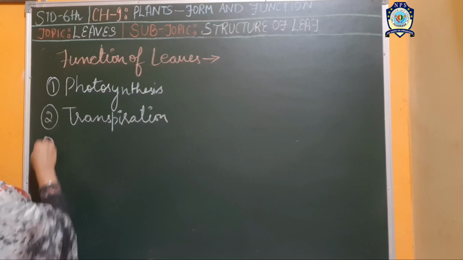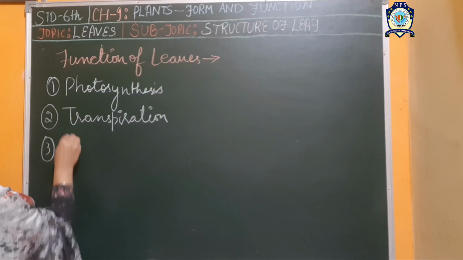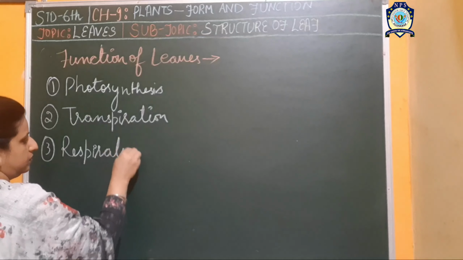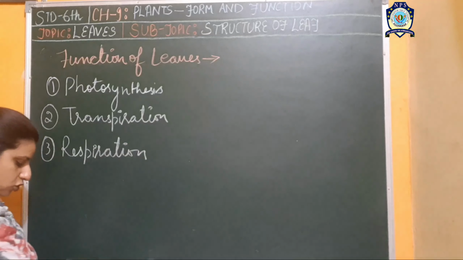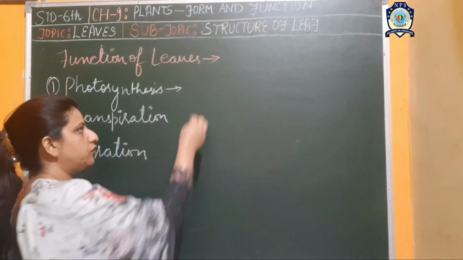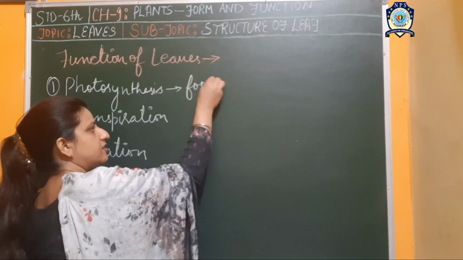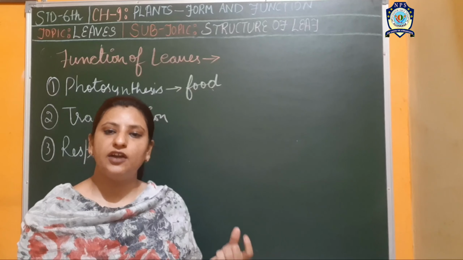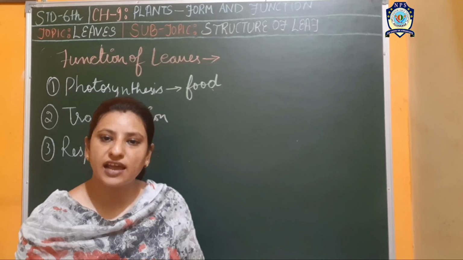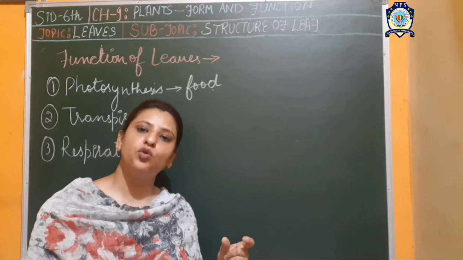And the third one is respiration. In photosynthesis, we know that photosynthesis means the production of food. We have discussed it already. The leaf has stomata, and water is absorbed by the roots of the plant. Through the xylem vessels, the water will move towards the leaf.